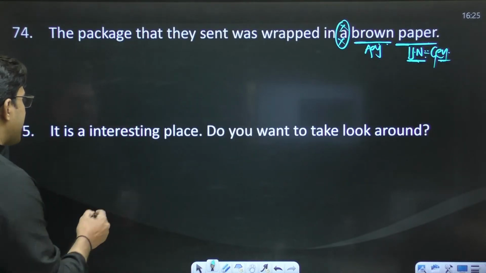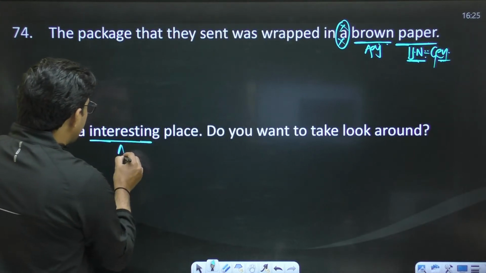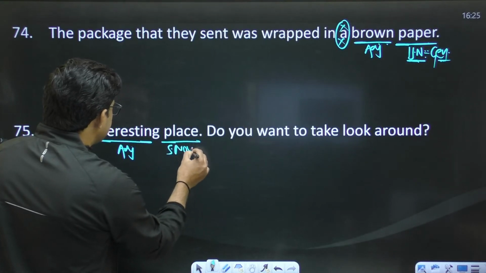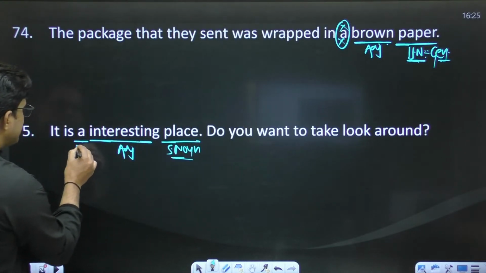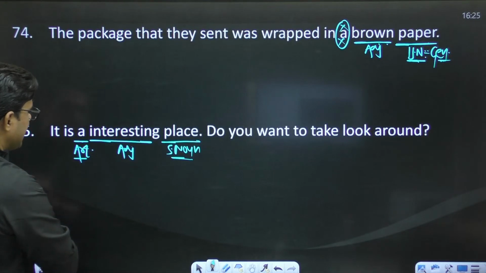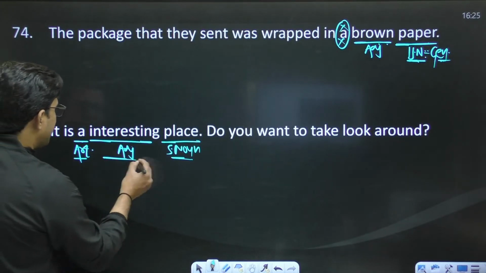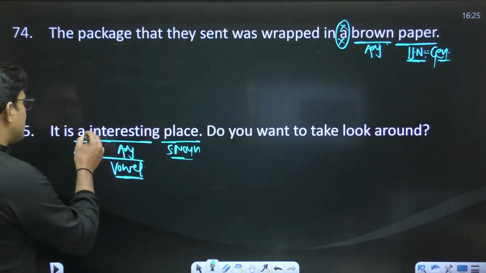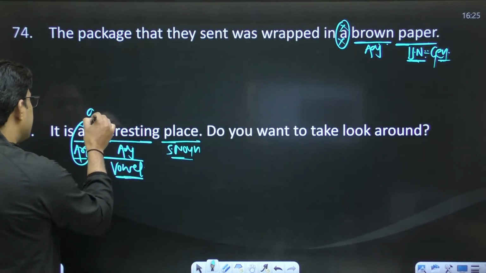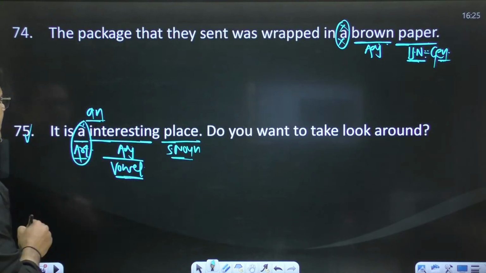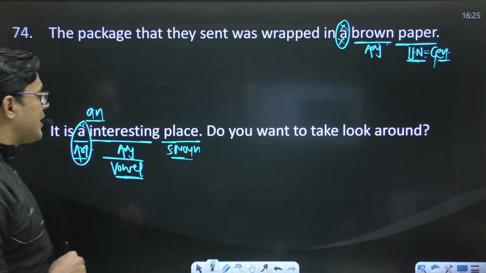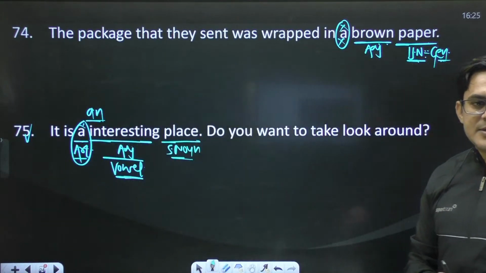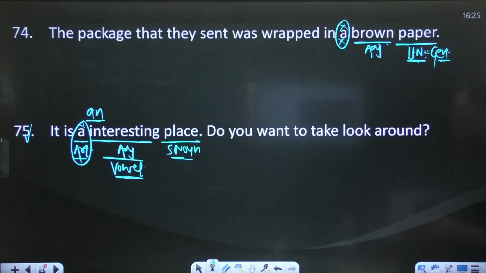Okay, it is an interesting place. This interesting is an adjective, place is a singular noun. We use article an here, because this adjective gives a vowel sound, and before words starting with a vowel sound we use article an. So the sentence will be like, it is an interesting place, do you want to take a look around? Yes, and interesting will be the right answer.